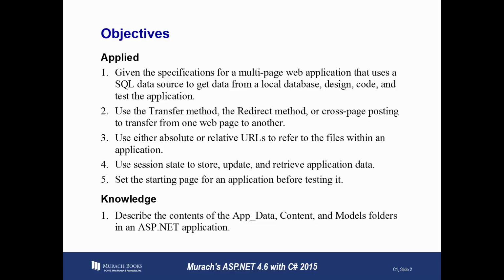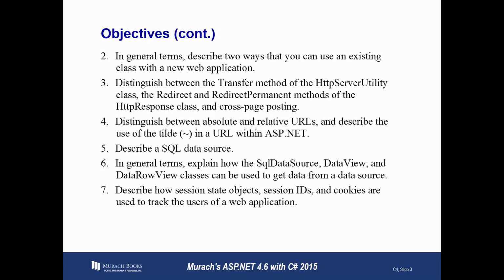As far as our knowledge objectives, describe the content of the App_Data folder, the Content folder, and the Model folder, those 3 folders in an ASP.NET application. So we'll look at that. Describe 2 ways that you can use an existing class with a new web application. Distinguish between the transfer method, redirect, and redirect permanent methods, as opposed to cross-page posting. Distinguish between absolute and relative URLs, and describe the use of the tilde, which is shown right here in a URL. Describe what an SQL data source is.